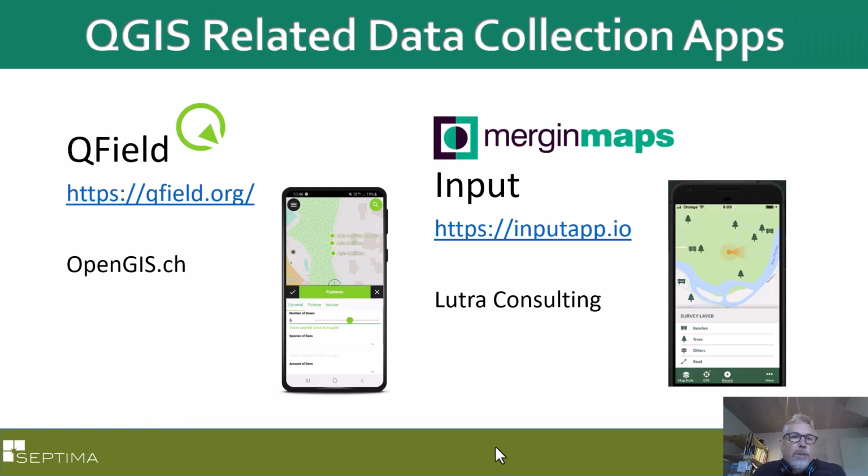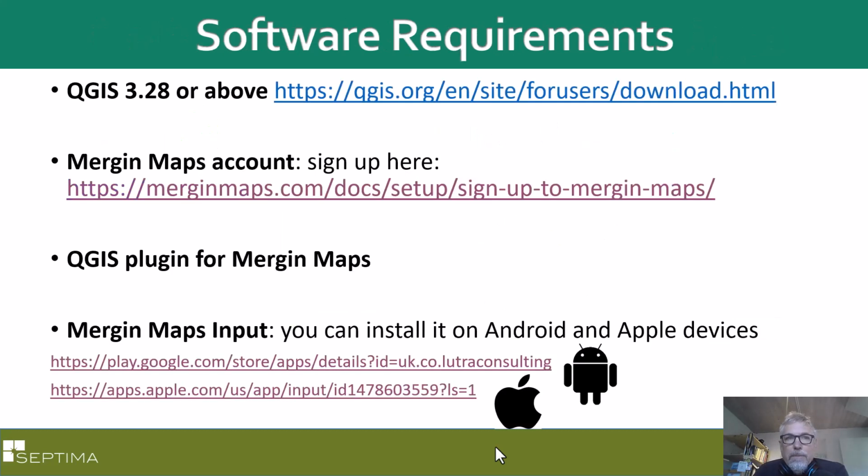So there are 2 QGIS-related data collection apps. There's QField, produced by the Swiss company OpenGIS.ch, and there's Mergin Maps, which is produced by Lutra Consulting in the UK. We're going to be focusing on Mergin Maps here. And there are some software requirements I want to cover. You should have QGIS 3.28. This is the current long-term release. So that's what we're going to be using in the course. And if you want to use a newer version of QGIS, that's certainly fine, but I wouldn't recommend using older versions of QGIS. You'll also set up a Mergin Maps account.